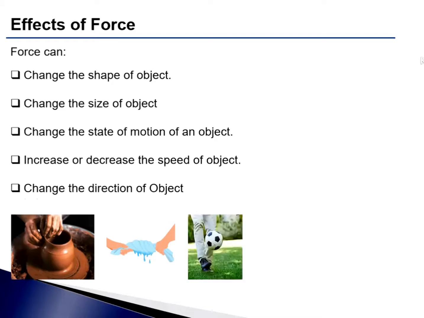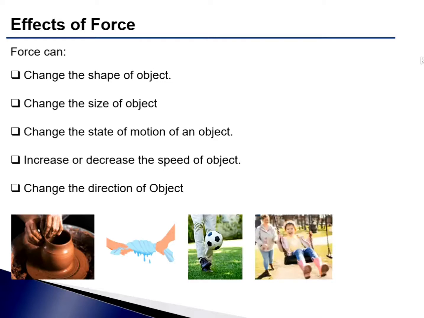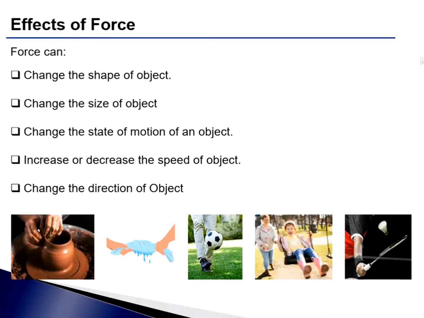Force can change the state of motion of an object, such as kicking a football or stopping it. Force can increase or decrease the magnitude of speed. For example, with the slightest push, a swing can be made to move faster and vice versa. Force can change the direction of motion of an object. For example, when a badminton shuttle is hit with the racket, the direction of motion and also the speed of the shuttle is altered with the application of force with the racket towards the other player.